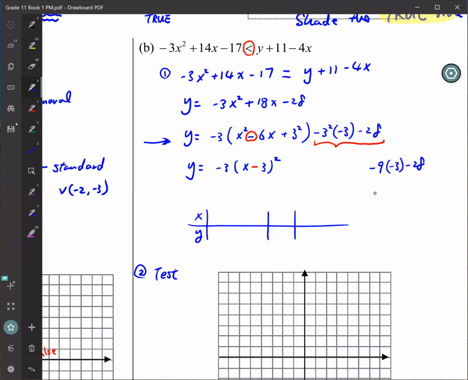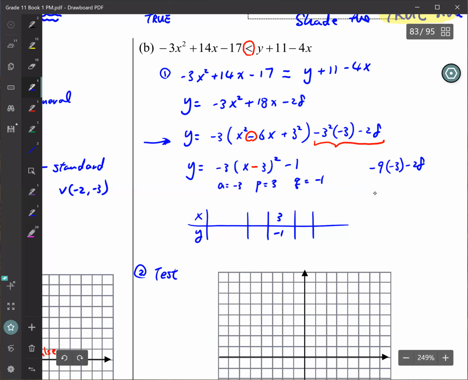Would it just be, hold on. 9. I don't have my calculator on me. It's okay, you don't need calculator. You can do this. Wait, would it be 1? Close. -1, sorry. Negative 1, yes. Okay, so what's the APQ? Can you tell me again? A would be -3, P would be 3, and then Q would be -1. And vertex is at 3, -1. Okay, very good. And you continue to get the table, okay?